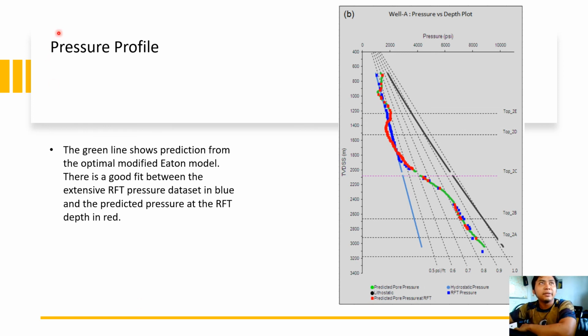So here is the pressure profile, the Well A pressure versus depth plot. This is the result from the case study. The green line shows the prediction from the optimal modified Eaton model. So with this green line here, there is a good fit between the extensive RFT pressure dataset in blue and the predicted pressure at the RFT in red.